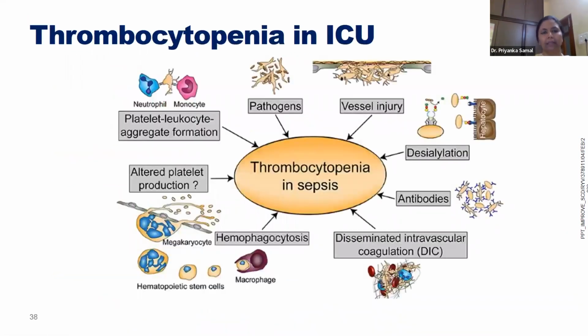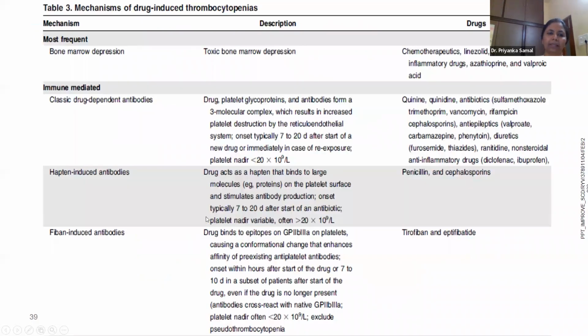So that was it regarding thrombocytopenia and thrombosis. Next important is thrombocytopenia in ICU. As we said, in the inpatients and the OPD patients, and then in the inpatients. So thrombocytopenia in ICU, if you look into it, the most common cause is sepsis, and all contributing factors to it are the pathogens. Then we have vessel injury, which is not only by the inflammation but also iatrogenic. Then there is a lot of acetylation, deacetylation going on, antibodies, DIC, hemophagocytosis, and then altered platelet function.